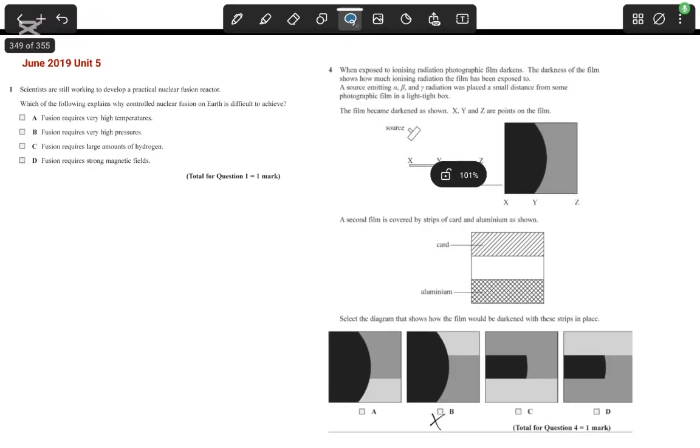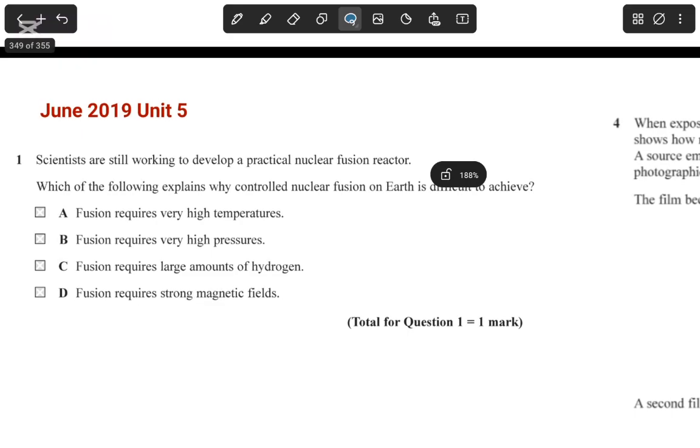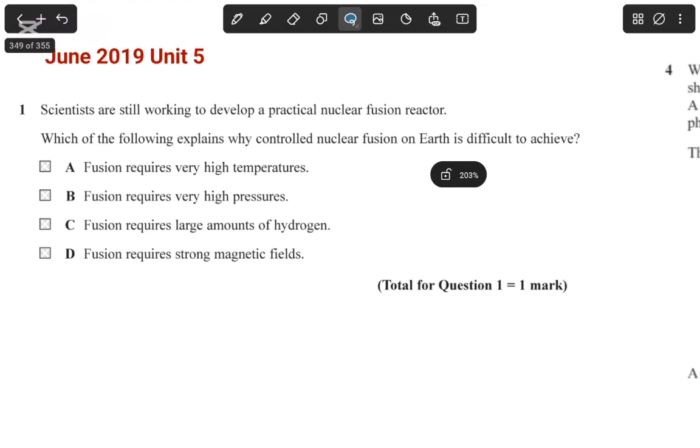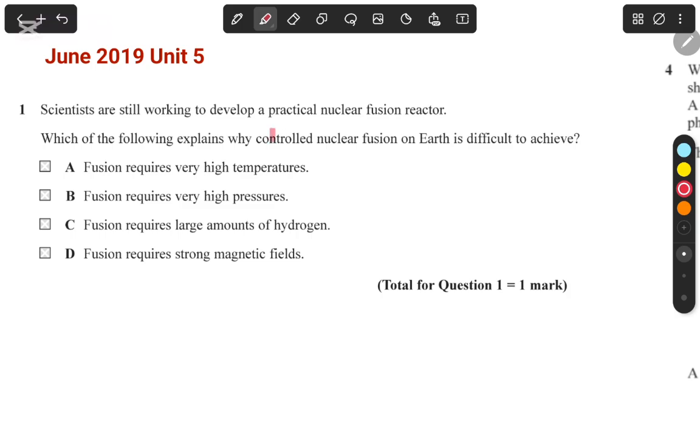Okay, now what we're going to be looking at is some questions from June 2019, Unit 5. So let's go through them. Now, the first question says, scientists are still working to develop a practical nuclear fusion reactor. Which of the following explains why controlled nuclear fusion on Earth is difficult to achieve?